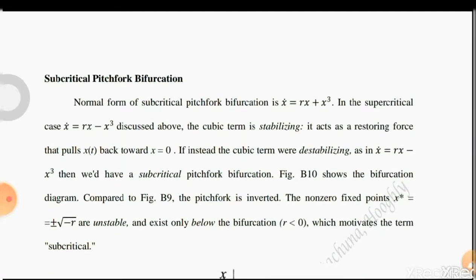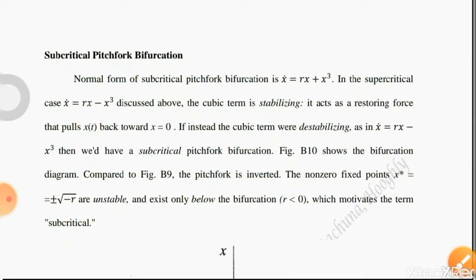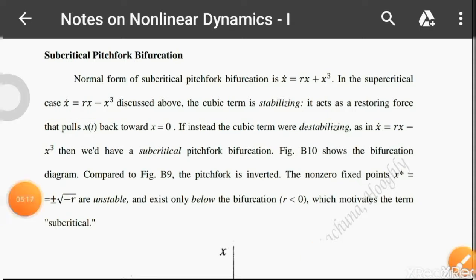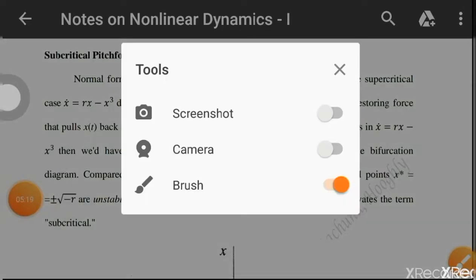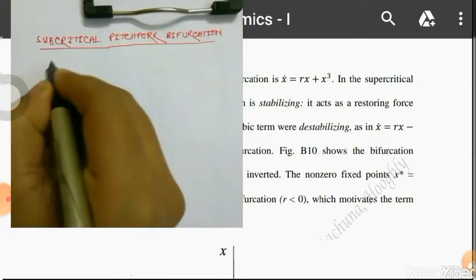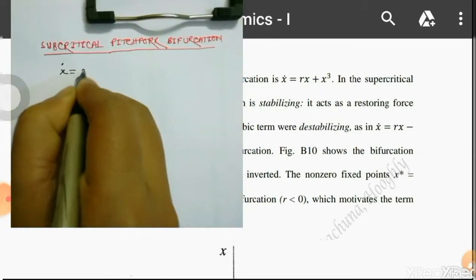Okay, the general form of the subcritical pitchfork bifurcation is x dot equals Rx plus x cube, whereas for the supercritical pitchfork bifurcation, it was x dot equals Rx minus x cube. Now our equation for the subcritical pitchfork bifurcation is x dot equals Rx plus x cube.